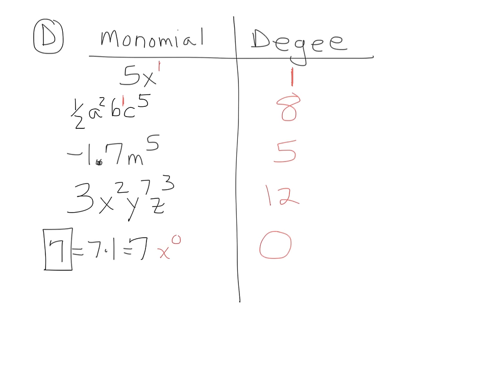Alright, the weirdest one of all is 0. Okay, 0. Let's see, 0, you could write that as 0 times anything. You could write that as 0 times x to the 10th. You could write that as 0 times x to the 30th, right? Because every time you multiply by 0, you get 0. So there's no way I can figure this out. So this one does not have a degree.